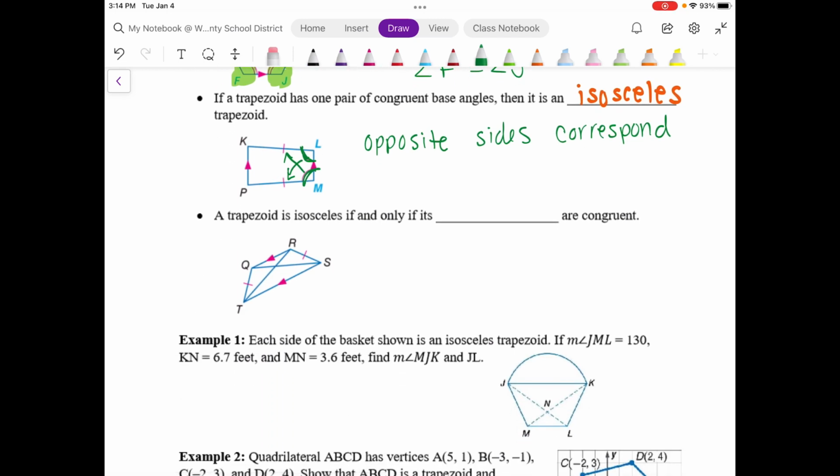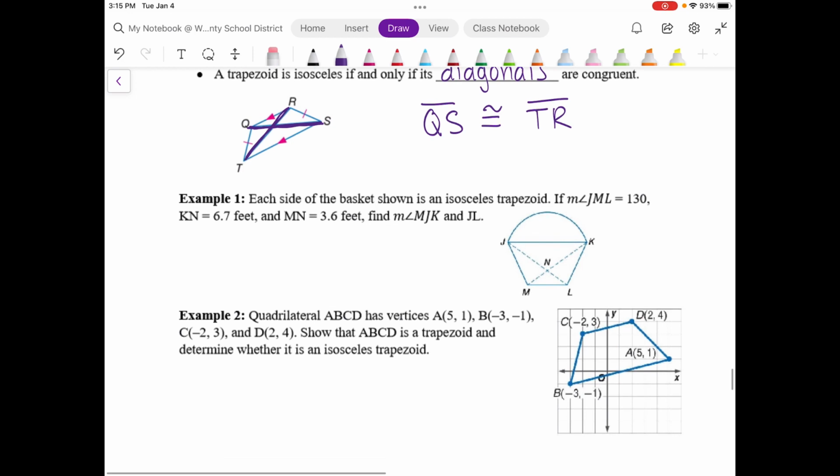A trapezoid is isosceles if and only if its diagonals are congruent. These are the diagonals. This is one of them, we're going to say QS, and that diagonal has to be congruent to the other one, which is TR. So those things have to be true for an isosceles trapezoid. The diagonals, the lines going across from one angle to the other, have to be congruent. So let's jump into some examples.